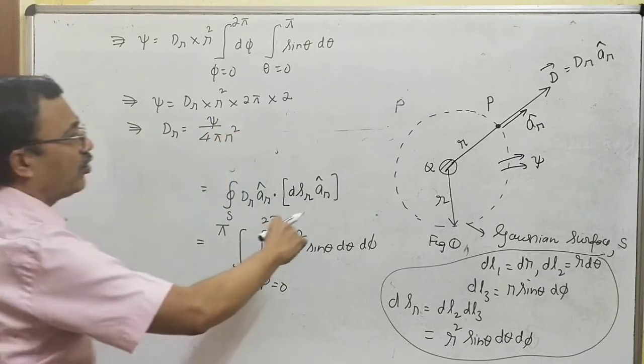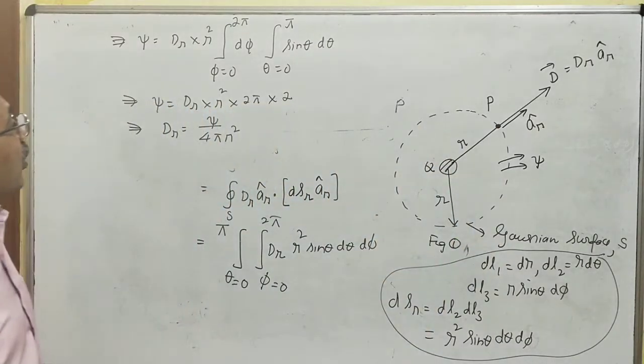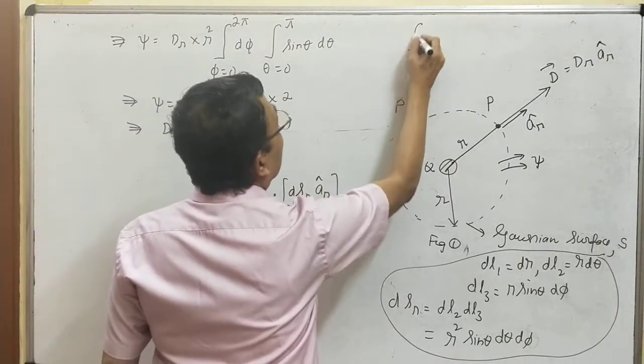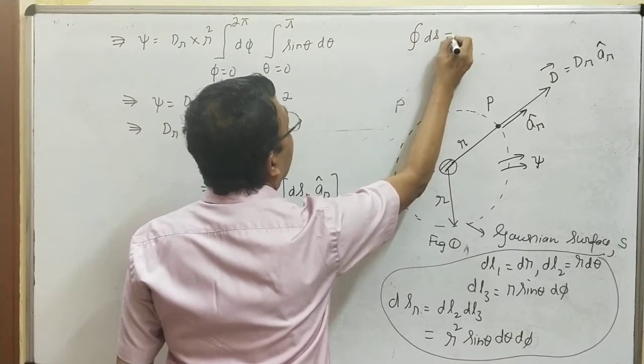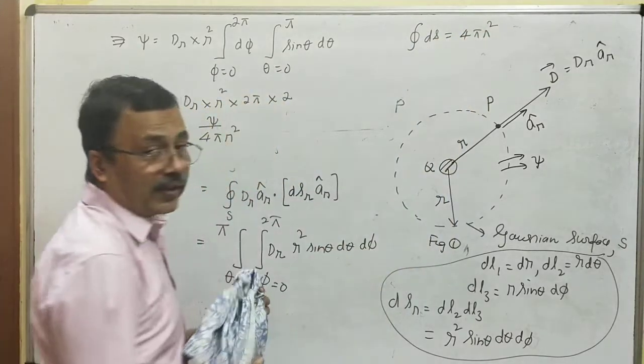What is 4 pi r square? Surface area of the sphere. Therefore, what I mean is, closed surface integral of ds gives you surface area of the sphere, which is 4 pi r square. Very important.